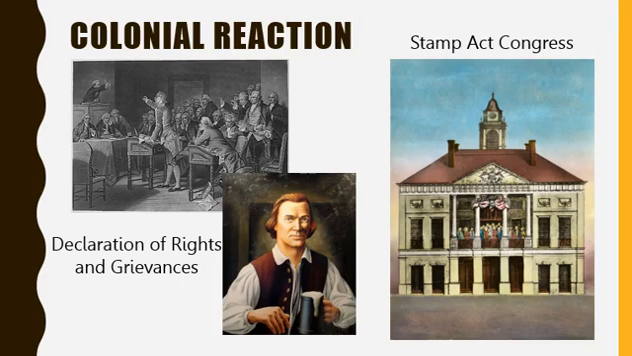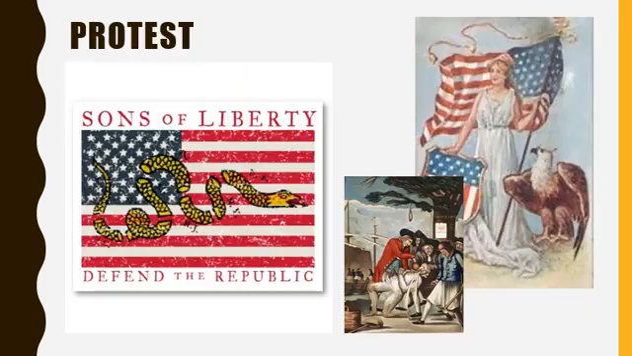So the colonists are saying, we need representation in Parliament. Parliament is the British version of Congress. We need representatives in Parliament that represent the colonies so that when we pay this money, we know that it's going to be used to not only our advantage, but the advantage of the country. We want to make sure that somebody in that room has our back. So the quick way of saying that is no taxation without representation. That is the overall message of the Declaration of Rights and Grievances.